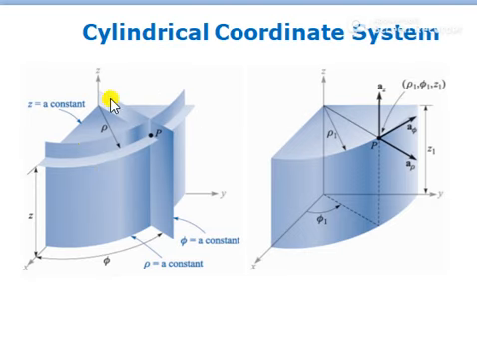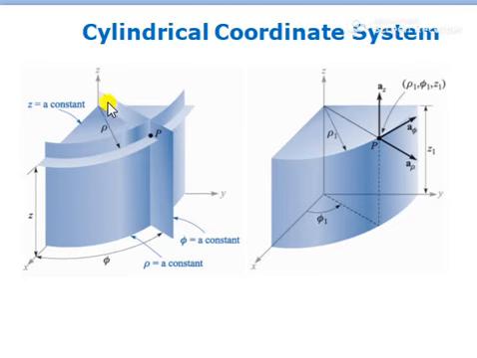The third one required here is a half plane perpendicular to the xy plane and at an angle phi with respect to the xz plane. So it is perpendicular to the xy plane and making an angle phi with respect to the xz plane, which will be here in this case. The angle phi is called the azimuth angle.